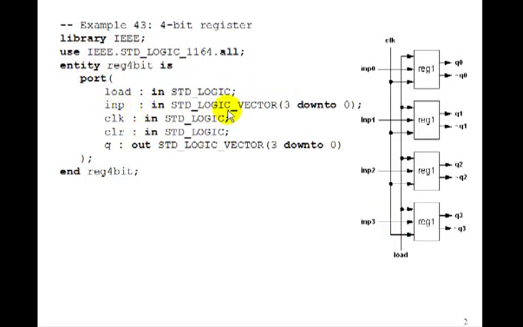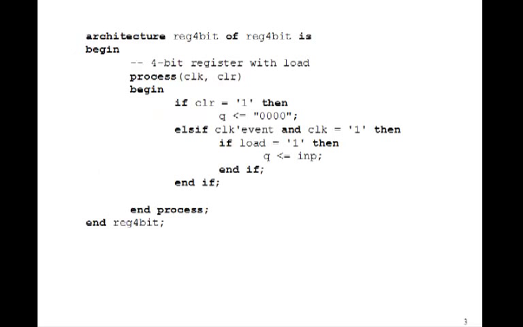The input now will be a 3 down to 0, so we'll have input 3, input 2, input 1, input 0. Clock and clear are the same, and then Q will be a standard logic vector 3 down to 0. So we'll have Q0, Q1, Q2, Q3 out. And then this is basically almost the same program that we had for the 1-bit register.